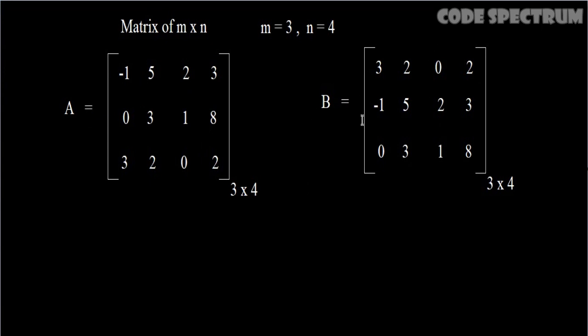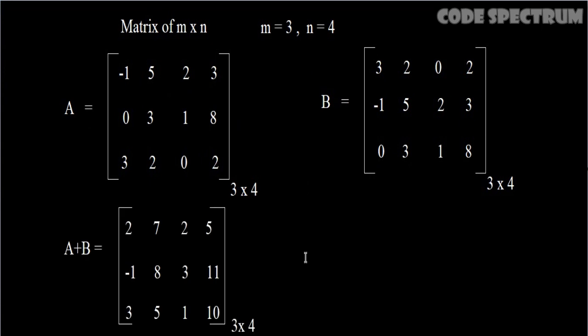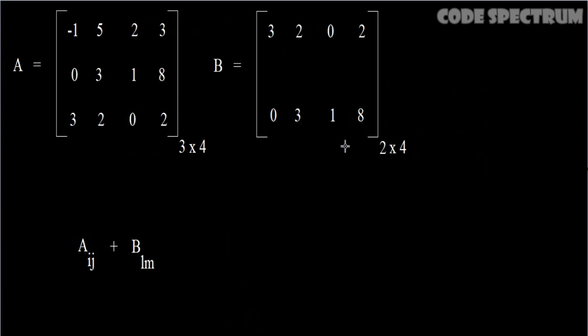We can add these 2 matrices like this. And we may add B to the A, which is this. It means that if we add A to B or B to A, the answer is same. Thus, it shows commutative property of the matrices. If our B matrix would have been of order 2 cross 4, then the addition was not possible because the order is mismatched in both the matrices. So you can say that matrices of different orders cannot be added.